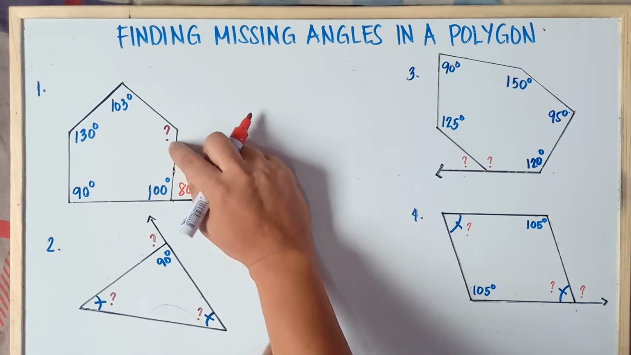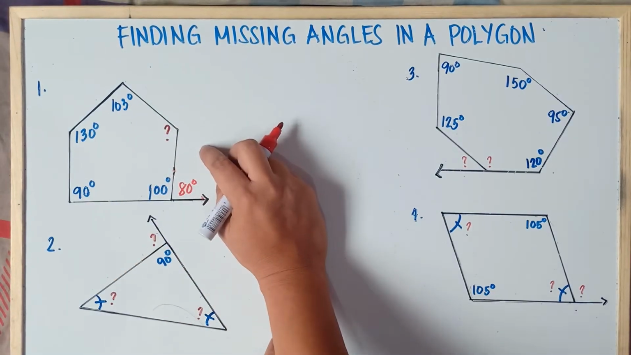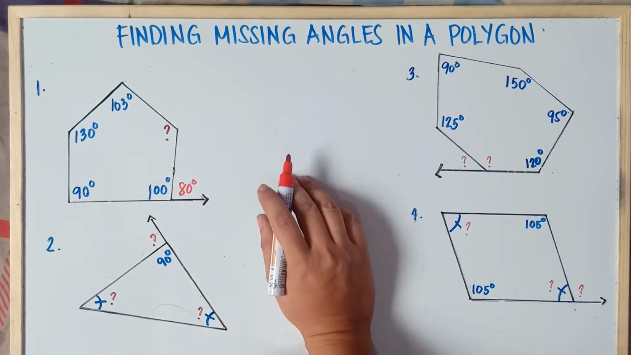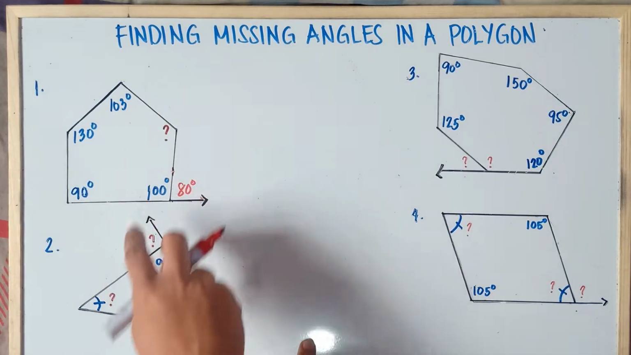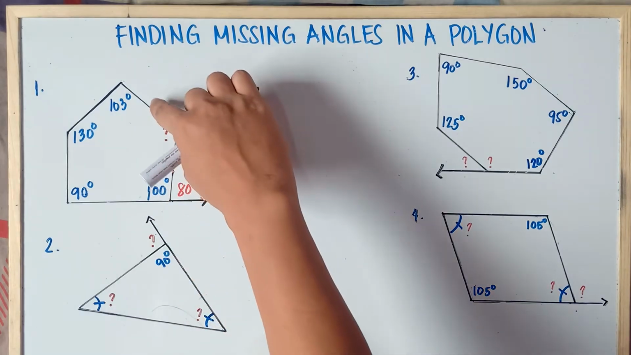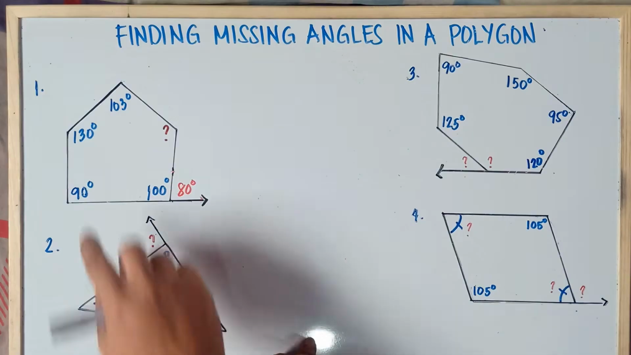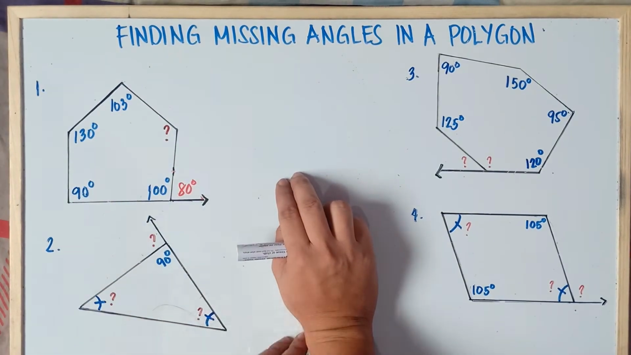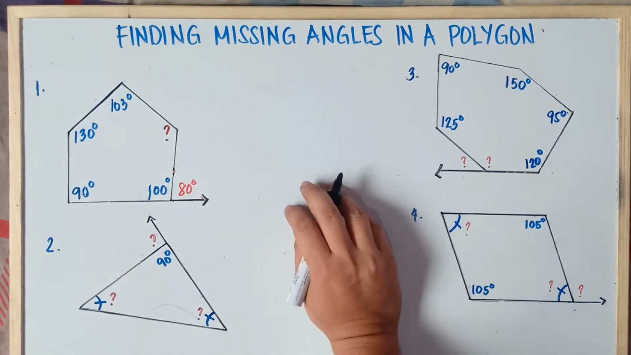To find this angle, we need to get the sum of the interior angles, and once we get the sum, we can simply add this up and then subtract it from the sum. So let me explain that. You find the sum of these interior angles. We are given a pentagon because we have 5 sides: 1, 2, 3, 4, 5. So we need to find the sum of interior angles in a pentagon, and once we get the sum, we add this up and subtract it from the sum.